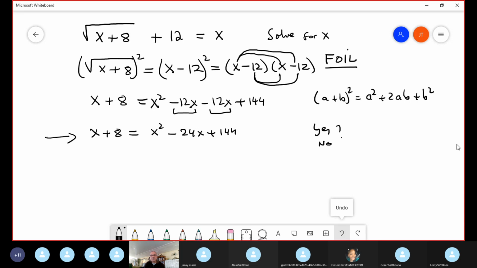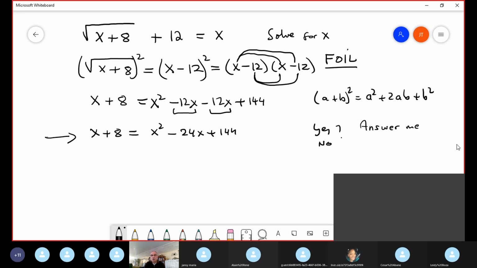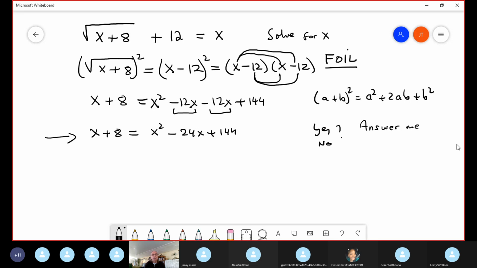But this equation is already expressed in standard form, yes or no? Answer me. No. So I have to. Well, there are many ways. My idea is to move this and this to the right. So I copy x squared minus 24x plus 144 minus x minus 8 equal to 0. I move this and this to the other side. So in the left hand side we have nothing, and nothing is 0.